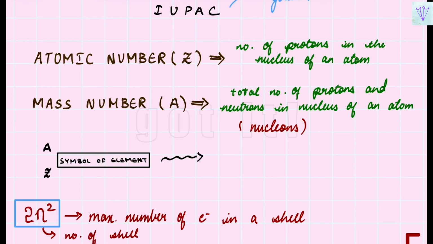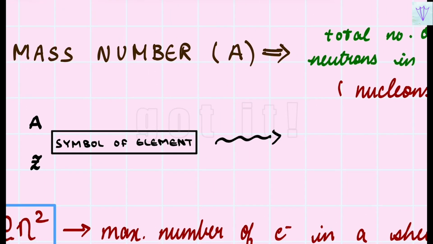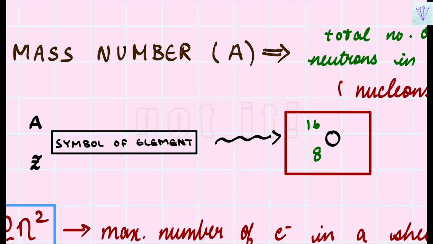Next one is the way you represent an element. In order to represent an element, you will first write the symbol of the element. If you take oxygen, for example, you will write the mass number on top and the atomic number at the bottom. The atomic number of this is 8 because the number of protons in it is 8, and the mass number is 16, which is the number of nucleons present. In this way, we will be representing an element.